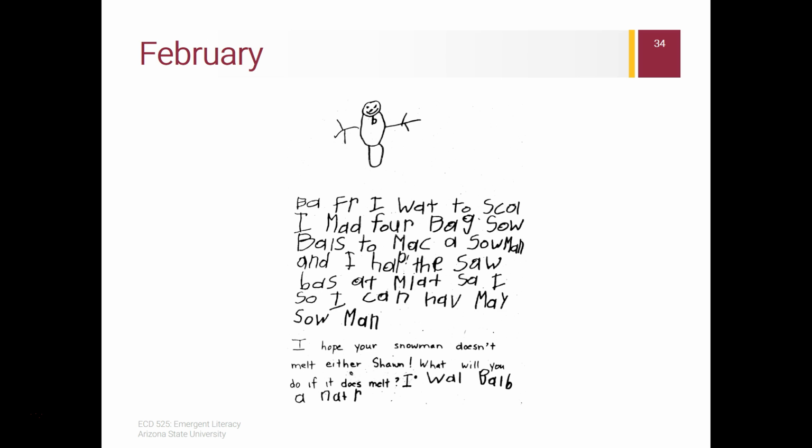In this entry from February, you can see that Sean's responses have become longer and more complex. His invented spelling has become easier to read as well. Here's my best guess at what Sean was writing: "Before I went to school, I made 4 big snowballs to make a snowman, and I hope the snow doesn't melt so I can have my snowman." The teacher responded in writing, "I hope your snowman doesn't melt either, Sean. What will you do if it does melt?" Sean replies, "I will build another."